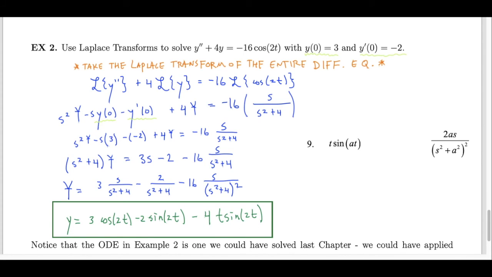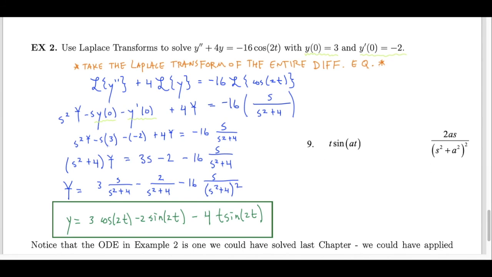Now you might look at this differential equation and say, well, that looks awfully familiar. That's exactly the type of differential equation we could have solved in chapter 3 using either undetermined coefficients or variation of parameters. And that is true, but there are potentially some advantages to using Laplace transforms. First of all, notice that I didn't get a general solution and then after the fact have to incorporate initial conditions. I incorporated those initial conditions early in the problem, so I didn't have that additional step.